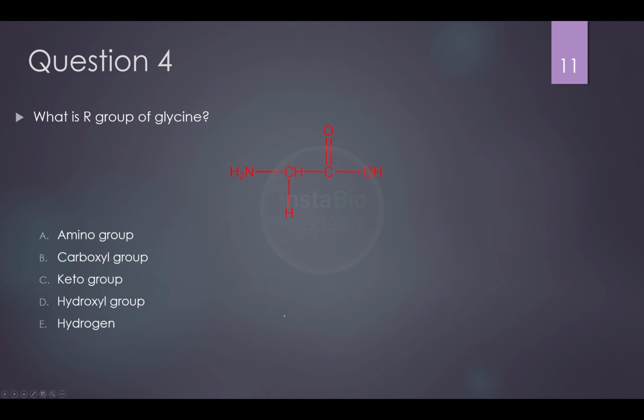Now the next question is, what is the R group of glycine? Now we have seen in the previous question and on Monday itself that this is the amino group, this is the carboxyl group, and this here is our R group for any amino acid. In case of glycine, this R group is only a hydrogen, right? So the correct answer is this one. Obviously, these are just to confuse you. Have you got this question right? Alright, let me know in the comment section. And let's move on to the next one.